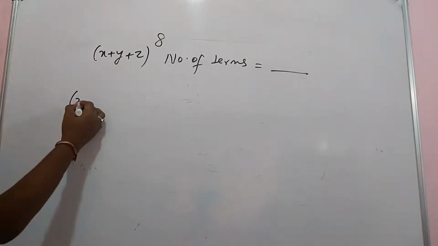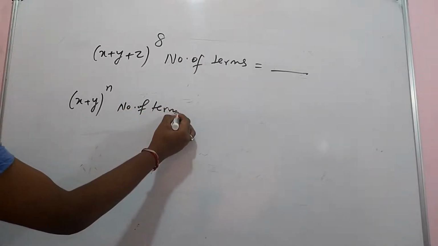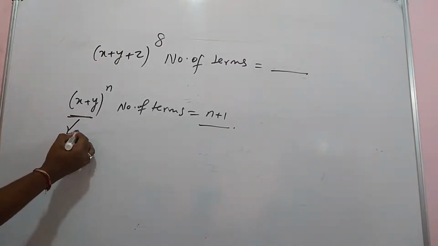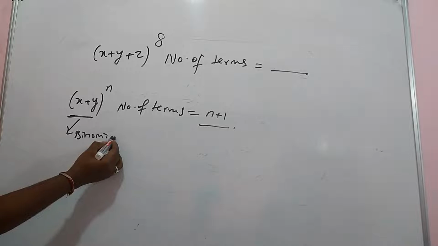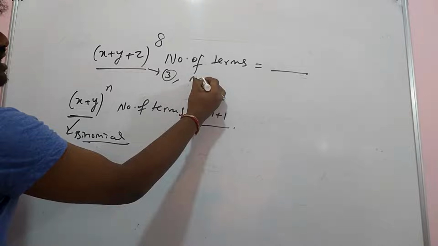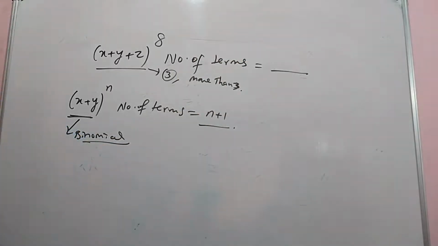As I told you, if x plus y whole power n is there, the number of terms in the expansion will be n plus 1, correct? But that is because this is a binomial, only 2 terms are there. But if there are 3 terms, or more than 3 terms, how do we find the number of terms in the expansion of x plus y plus z whole power n? You have learned a concept in permutations and combinations.